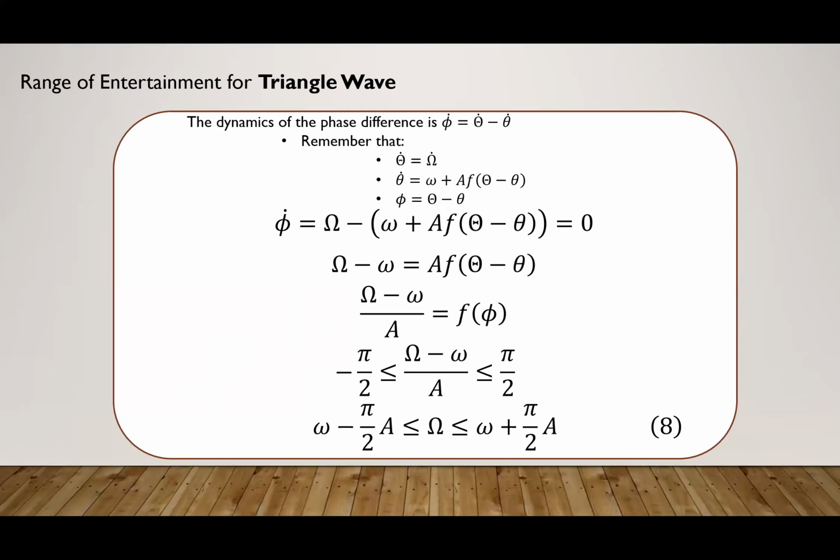We can then subtract everything within the parentheses to the other side. By dividing a times f to the other side, we get a function that is dependent on phi. Plugging it into the interval and multiplying a and adding lowercase omega to each side, we can then get a range of entrainment for the new model as shown in equation 8.